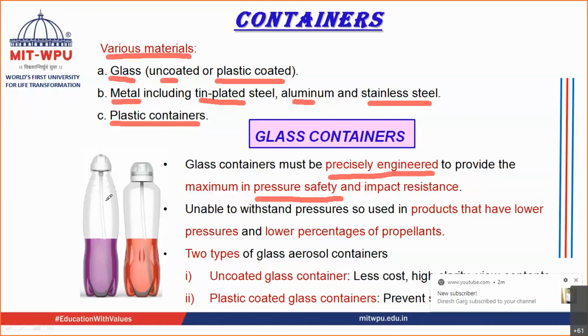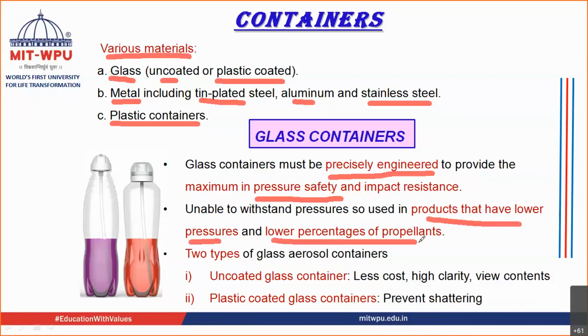Hence, many a time, as these glass containers are subject to breaking or shattering because of the internal pressure, we have to use products that have either lower pressure or a lower percentage of propellants, so that the pressure inside gets lower and shattering of these bottles does not take place.